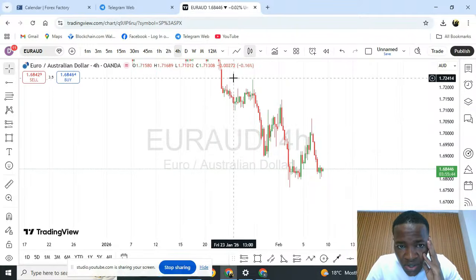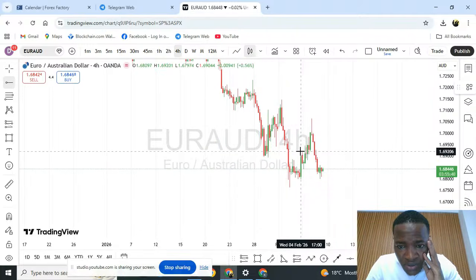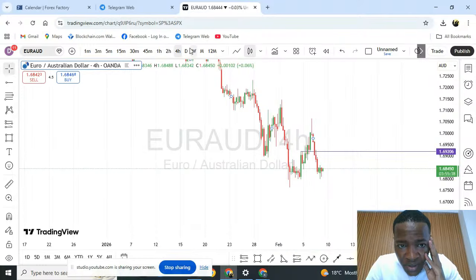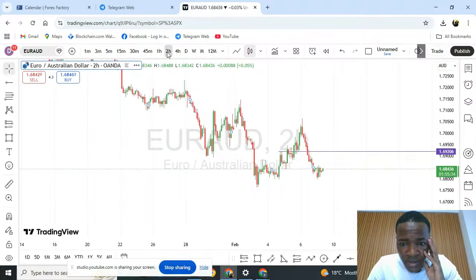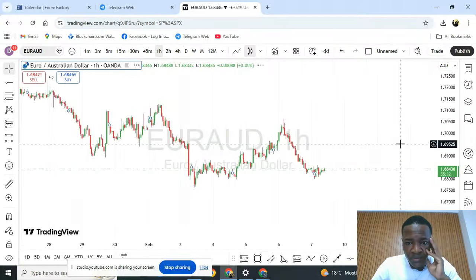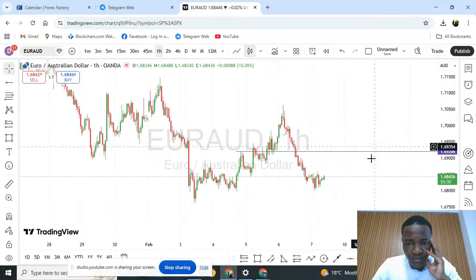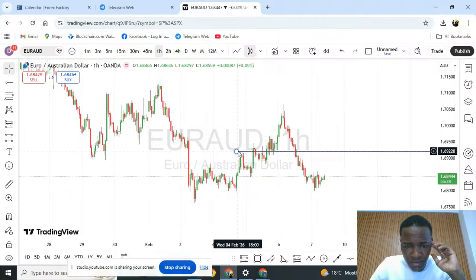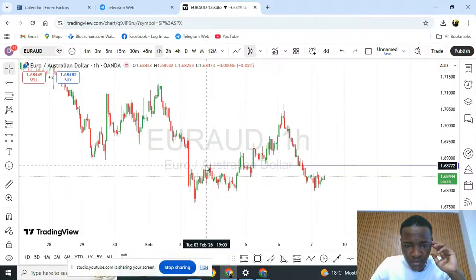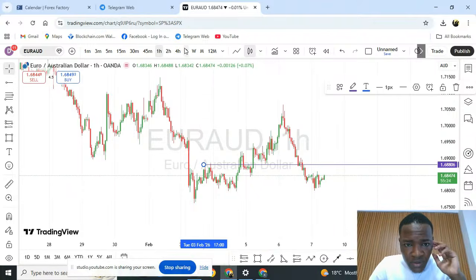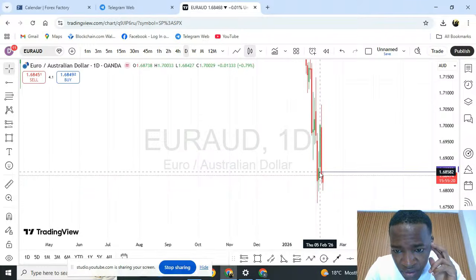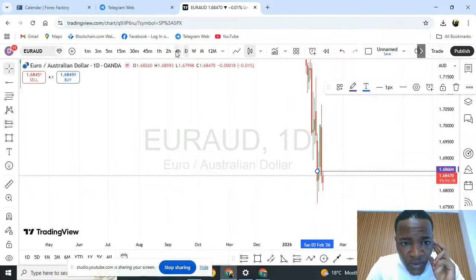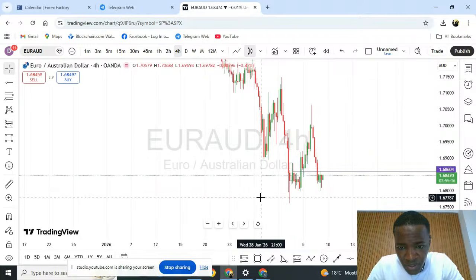No. Let me see if this aligns with liquidity also. No, I don't think it aligns with liquidity. No, it's not. 2 hours. 1 hour. Not yet, because as I mark this, it is not aligning with anything. Just a moment, guys.